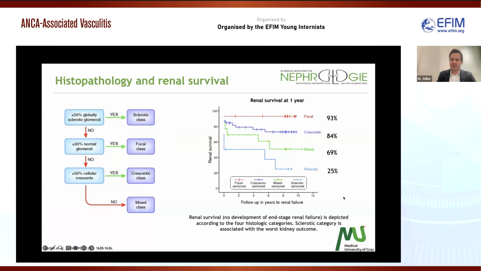But they found, and I think that's striking, that the renal survival of these patients is depicted according to the 4 histologic categories. And as you can see here, the sclerotic category is associated with the worst kidney outcomes as compared to those with the focal or crescentic changes, where the renal survival at 1 year is much better.